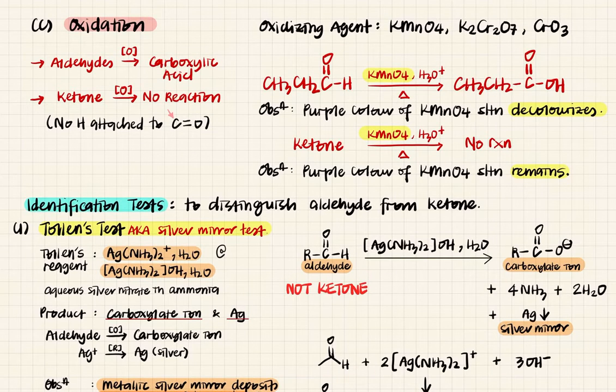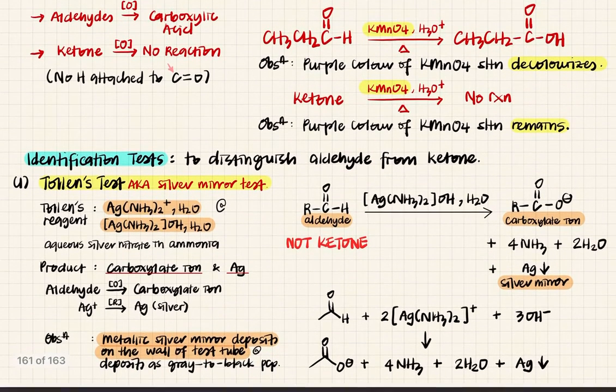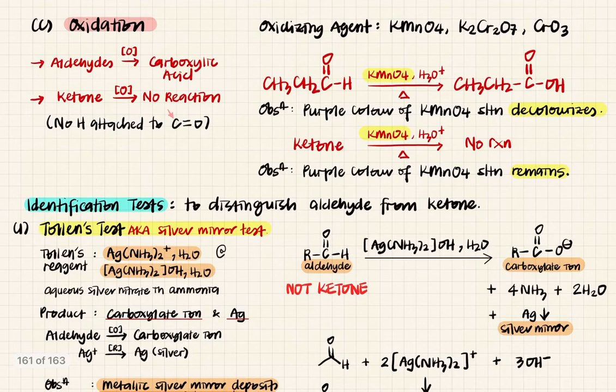Alright, so now we are going to go to oxidation of carbonyl compounds. Your carbonyl compounds can undergo oxidation. In this part, these oxidation reactions can actually act as identification tests. For the general oxidation that you have met before, the oxidizing agent is KMnO4 or K2Cr2O7, potassium dichromate, or CrO3.